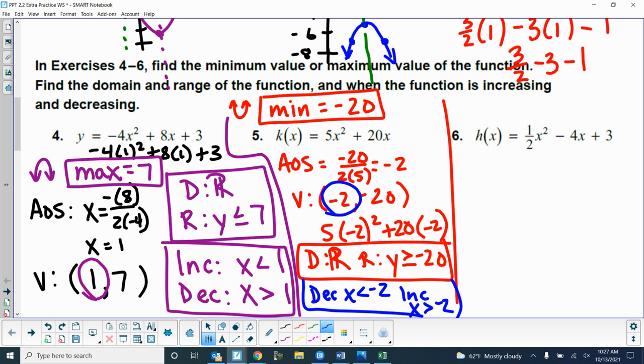Do I need to go through 6? Do we understand? Okay, so number 6, I'll give you the answers. It's a minimum because it opened up. My a value is +1/2. The minimum value is -5. All right, the vertex was 4, -5 when I figured it out, so the axis of symmetry was 4. Domain again is all reals. Range is y is greater than or equal to -5. So it increases when x is greater than 4, and it decreases when x is less than 4.